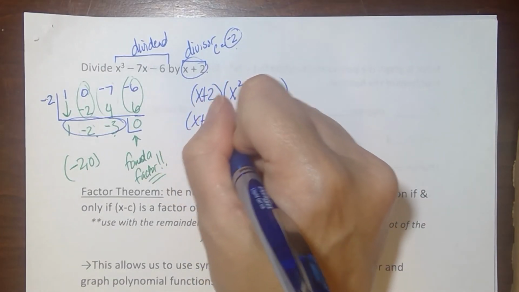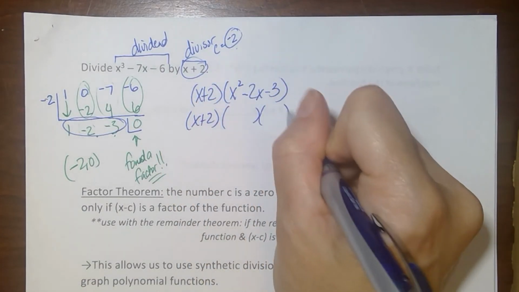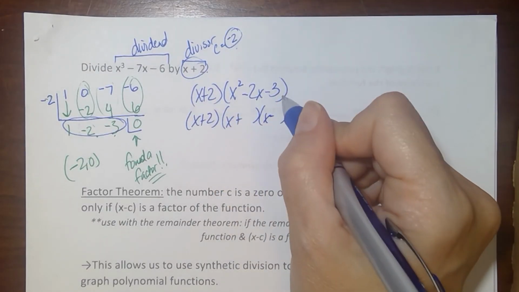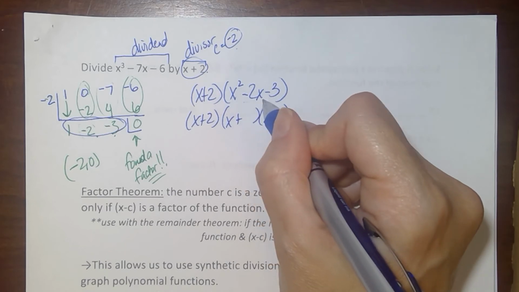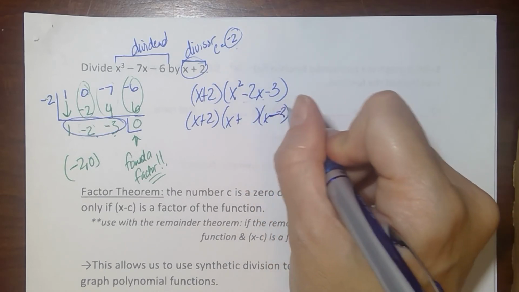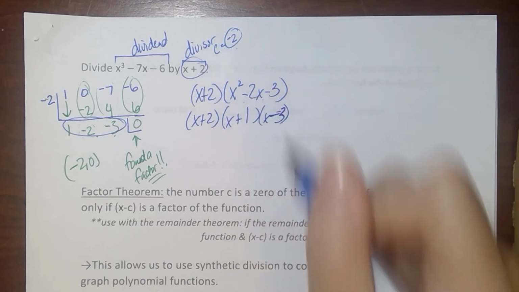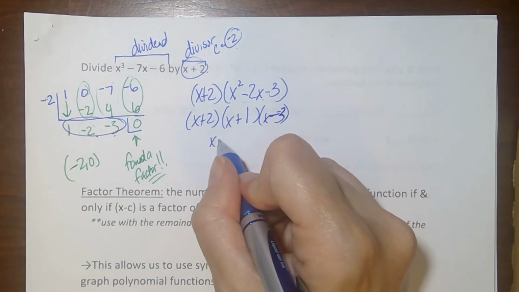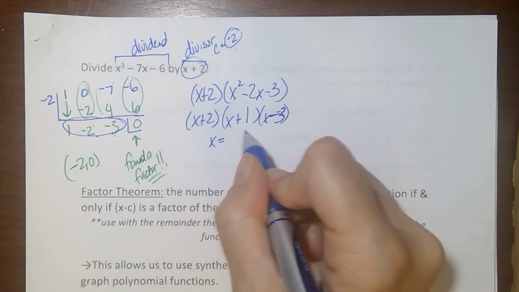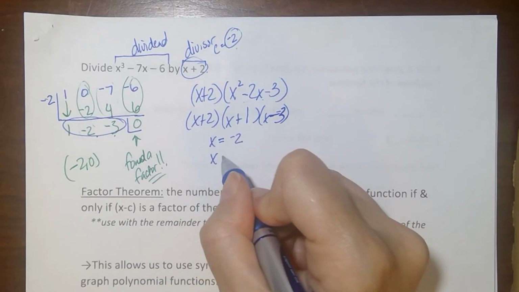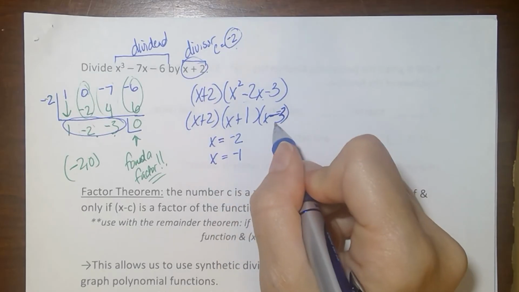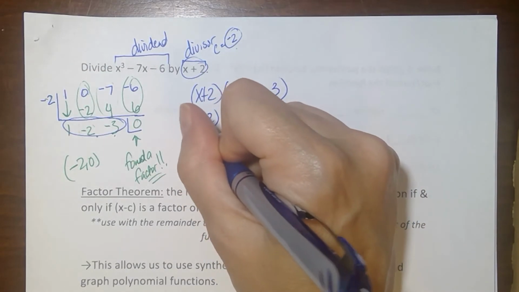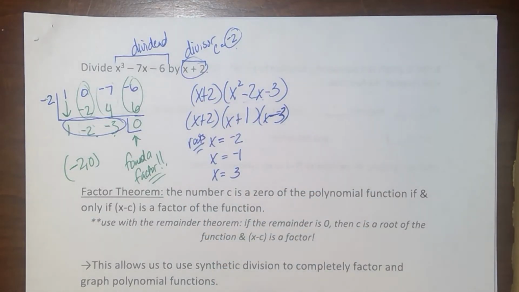I already have the factor x plus 2. This is going to factor out. My signs are going to be different. 3 is prime. My middle term is negative, so that needs to be a negative 3. So x minus 3 and x plus 1. When I set each of those factors equal to 0, I get negative 2. This I set equal to 0 and I get negative 1. This one I set equal to 0 and I get a positive 3. These are my roots or zeros of my function.